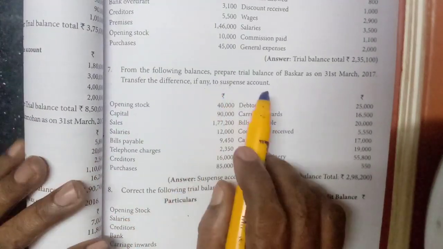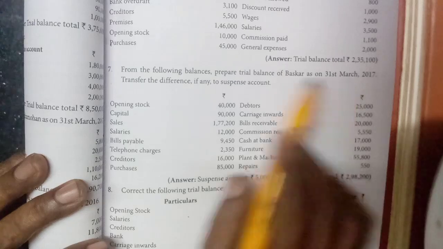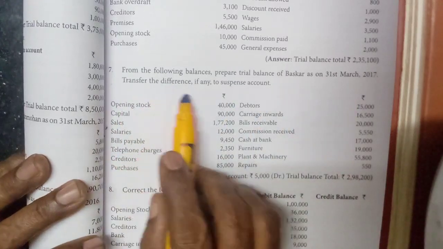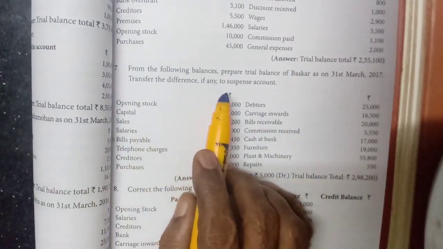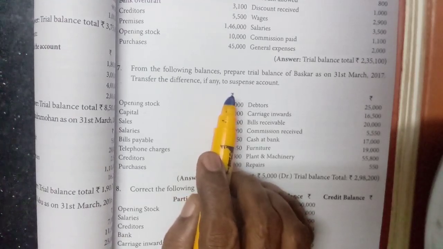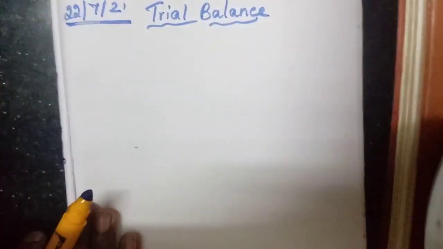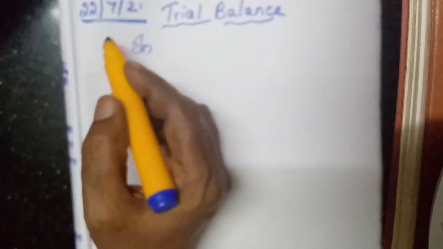From the following balances, prepare trial balance of Bhaskar on 31st March 2017. Transfer the difference if any to suspense account. Okay, if there is any difference, then we should transfer that one to the suspense account. Opening stuff we will do. Okay, in the books of Bhaskar. First we should write the number.